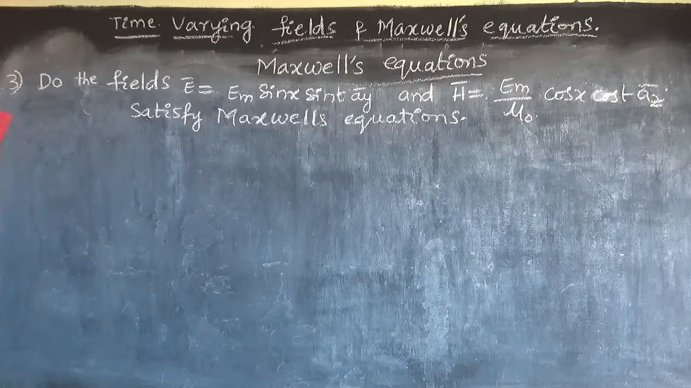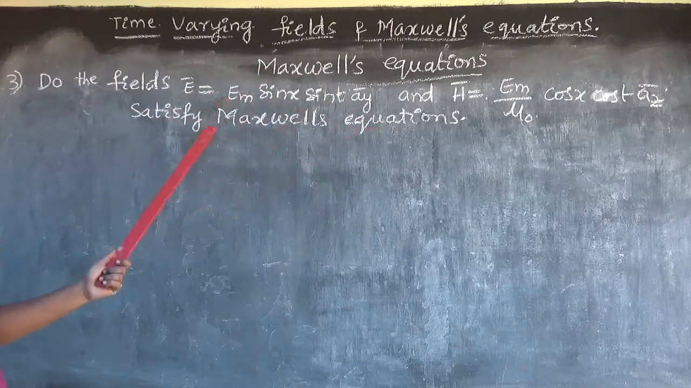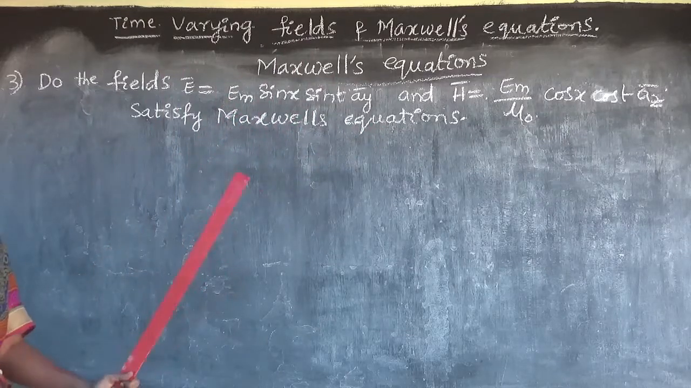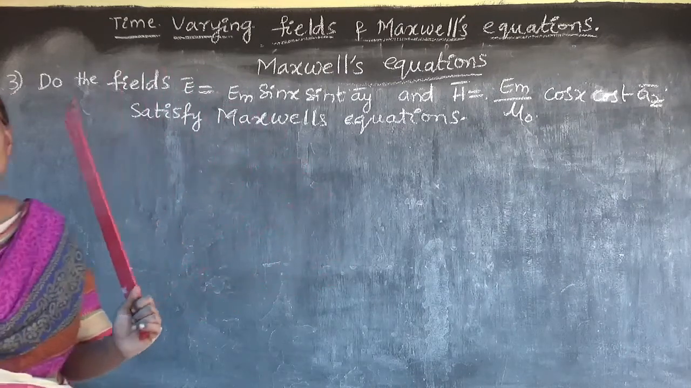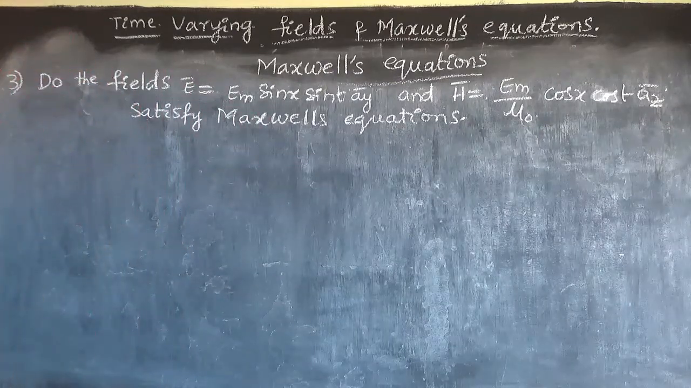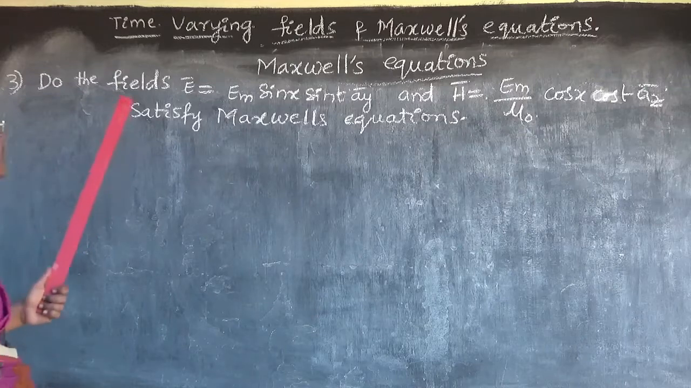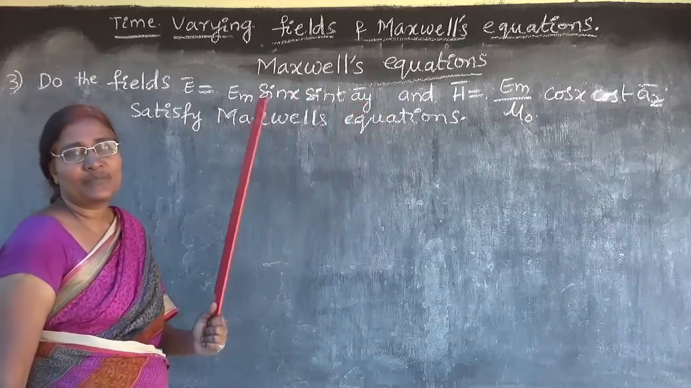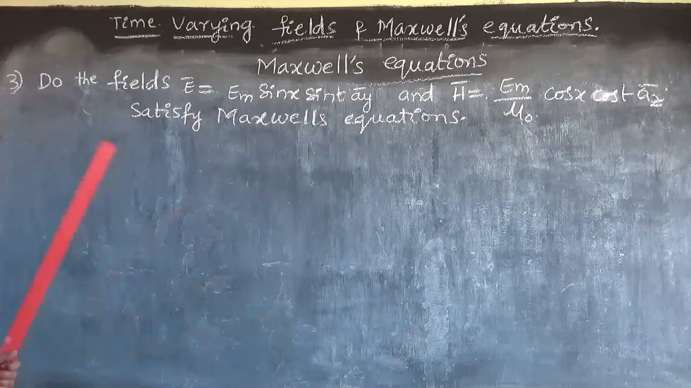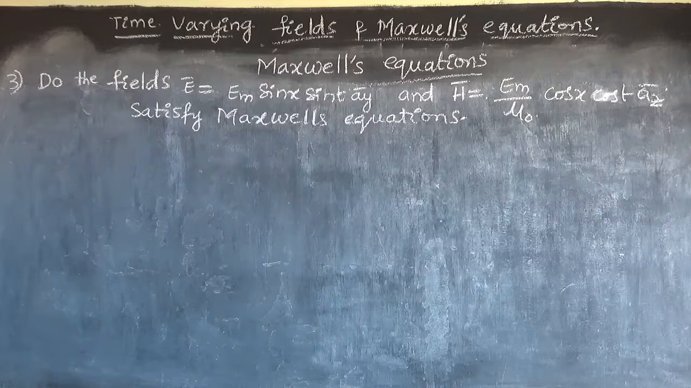Now the question is, third question and the last question of this chapter. Do the fields E bar and H bar satisfy Maxwell's equations? రెండు ఫీల్డ్స్ ఇచ్చాడు. ఈ రెండు ఫీల్డ్స్ కూడా మ్యాక్స్వెల్ ఈక్వేషన్ని సాటిస్ఫై చేస్తాయా లేదా అంటారు. సో మనం కనుక్కోవాలంటే ఏం తెలవాలి మనకి? మ్యాక్స్వెల్స్ ఈక్వేషన్స్ రావాలి. So what is the Maxwell equation which is having the relation between E bar and H bar? E bar ki H bar ki మధ్యలో ఉన్న రిలేషన్ ఉన్న ఒక మ్యాక్స్వెల్స్ ఈక్వేషన్ ఏమన్నా ఉందా?